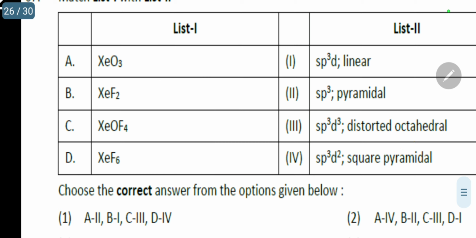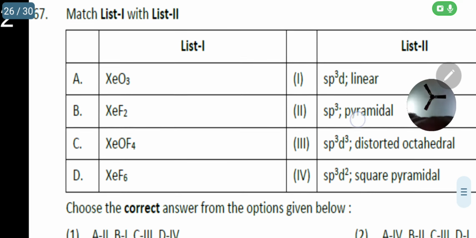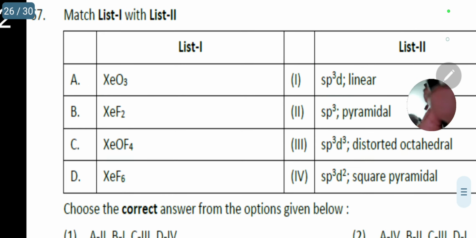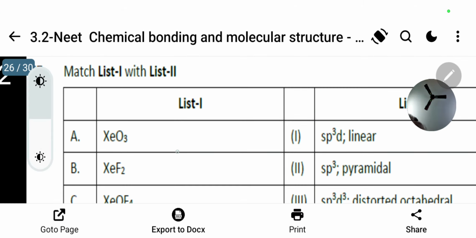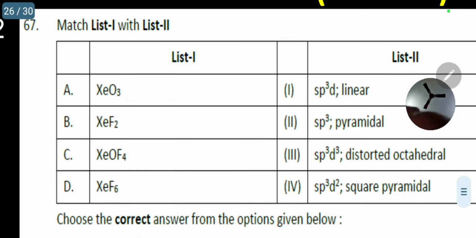So now I can easily say XeF2 is linear, XeF2 linear.